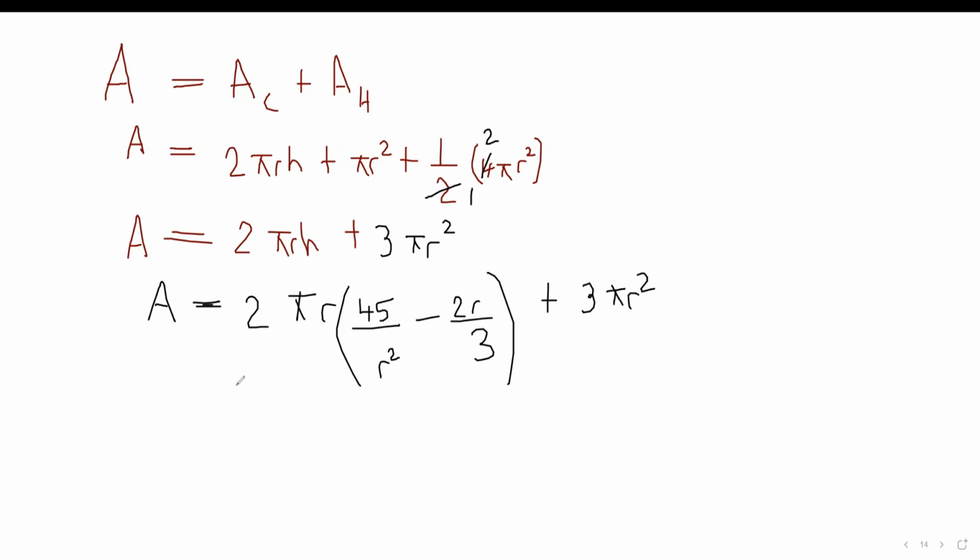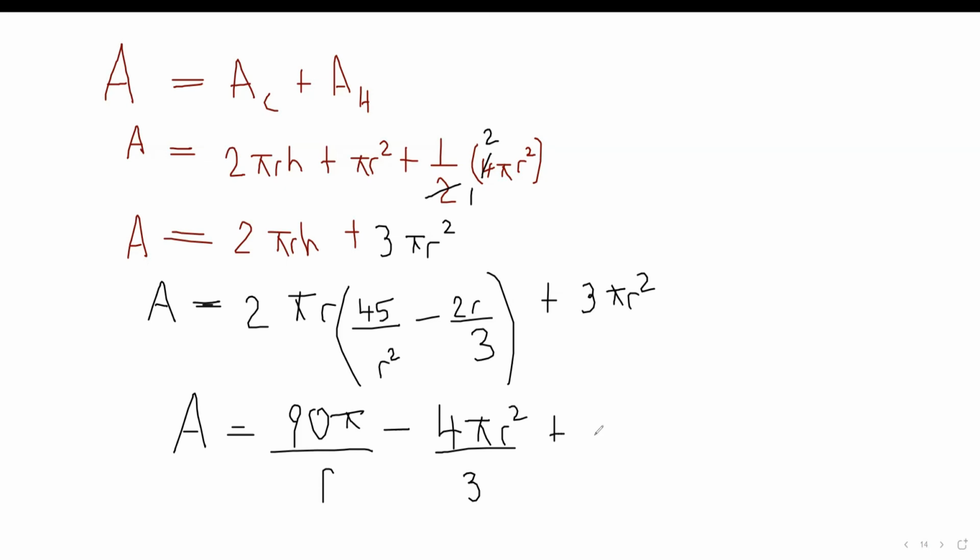All right, let's work this out. So the area is going to be equal to, simplifying this, 2 pi r times 45 works out to be 90 pi. And then the r out of the r squared is gone. So I end up getting 90 pi over r minus this, which becomes 2 times 2 is 4, that is 4 pi times r squared over 3. And then right here, I have 3 pi r squared.